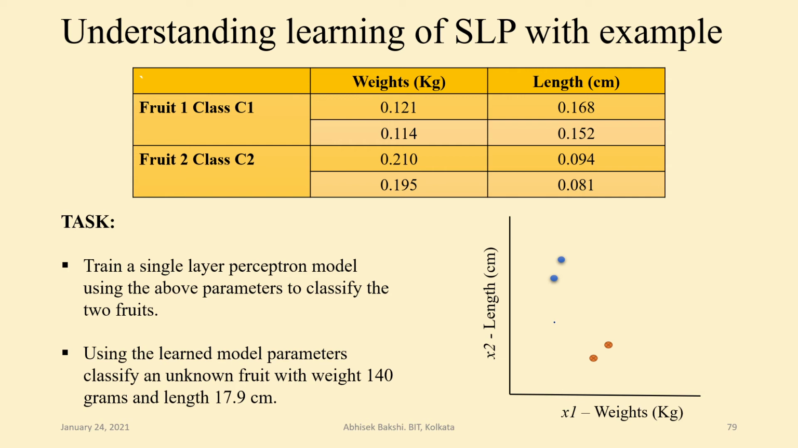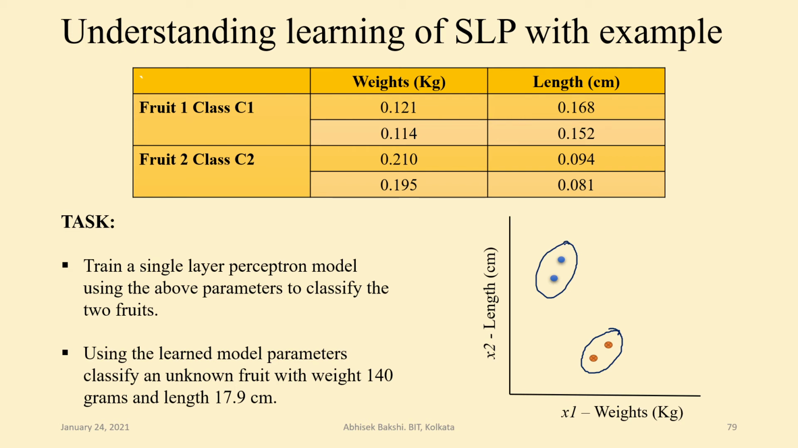Your data set will be something like this. Suppose I have a data set of 4 patterns, and these weights and lengths are the features. You can see that they are in 2 different classes. The weights are defined in such a way that they are in 2 different classes. Now with respect to the graph, if we draw the graph, you see these 2 should be in one class and this should be in another class, right?